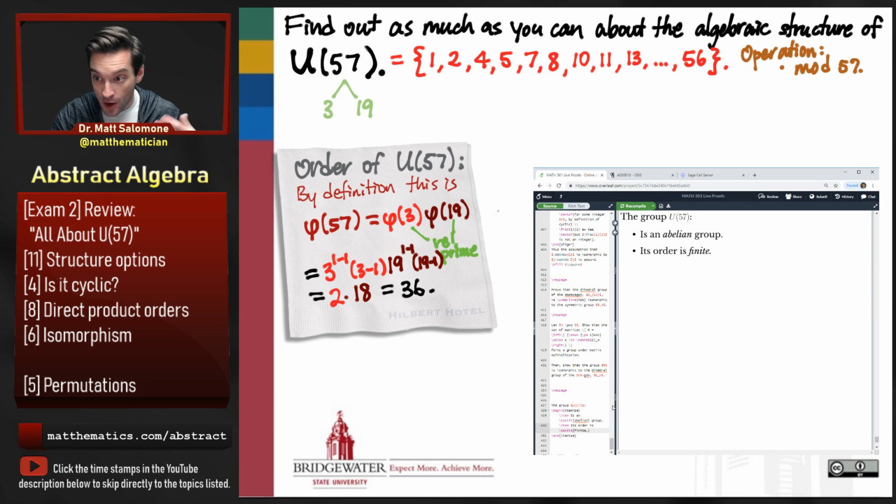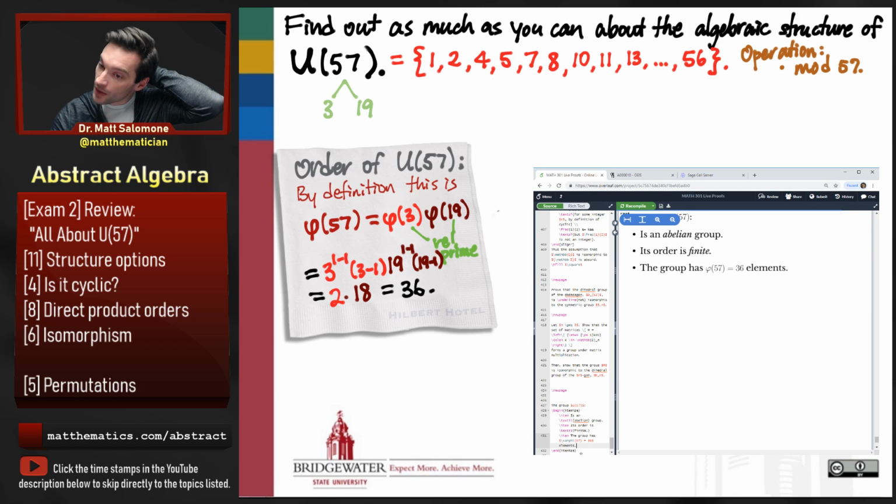So we didn't list all the elements of U57 up here at the top of the screen, but if we had listed all those elements, there would have been a total of 36 of them. Let's put that in our list of things that we now know about this group. It has phi of 57 equals 36 elements.